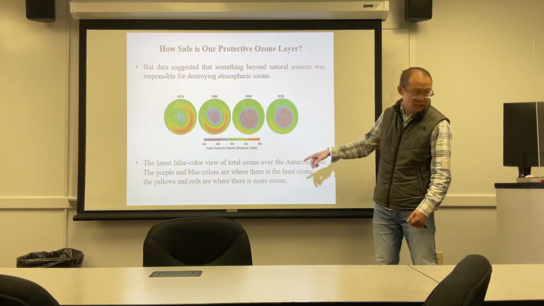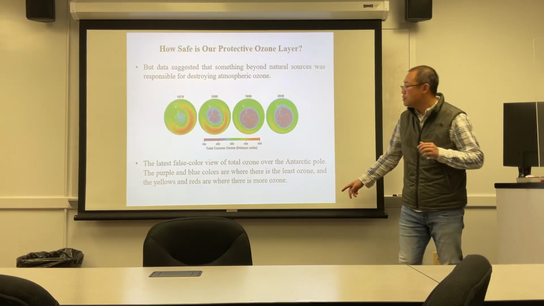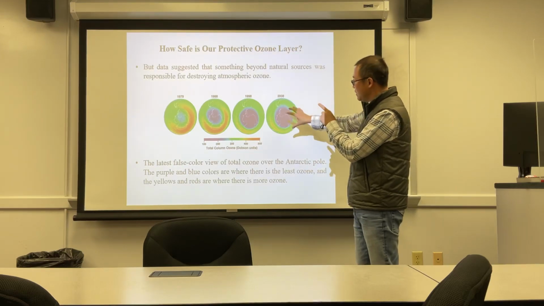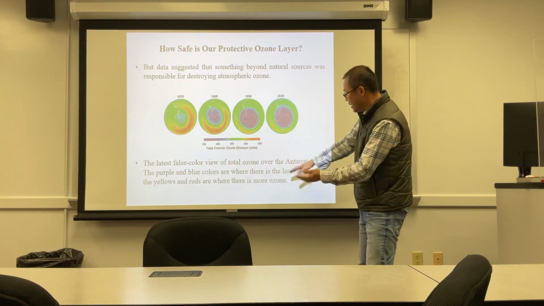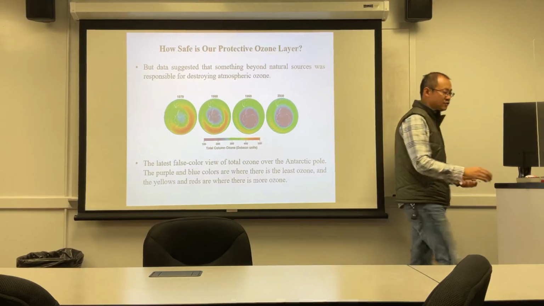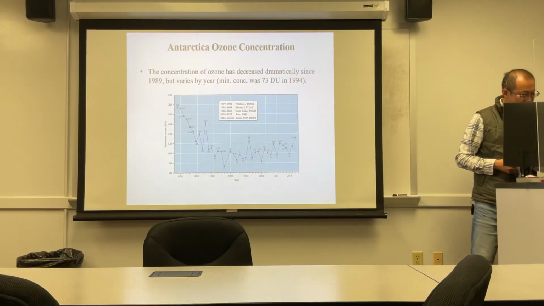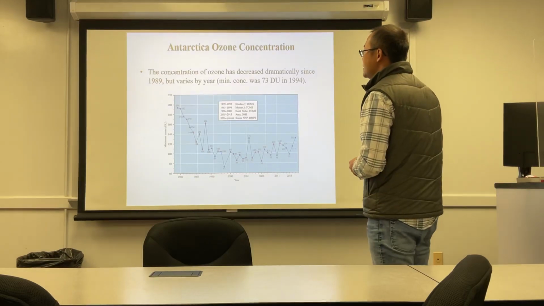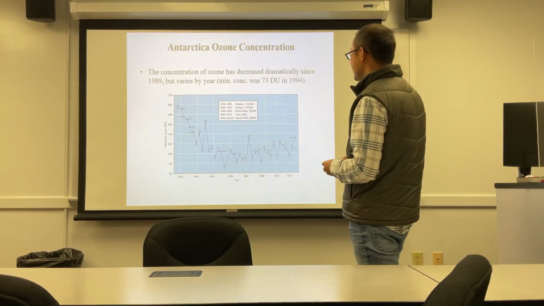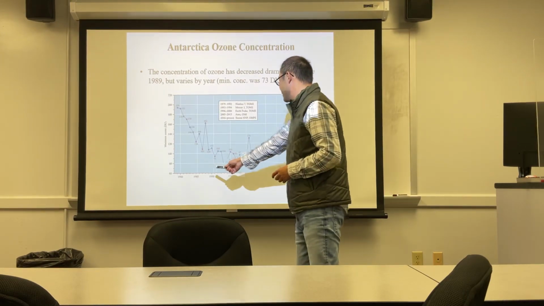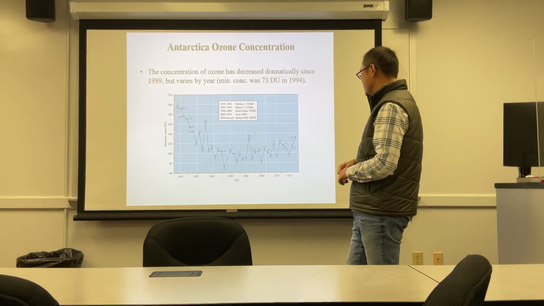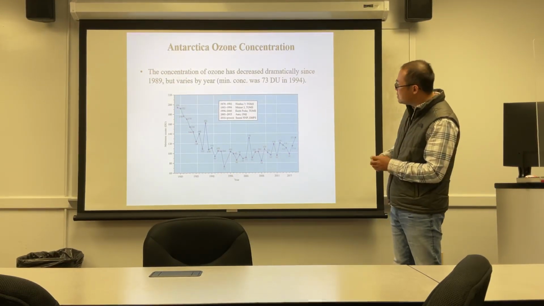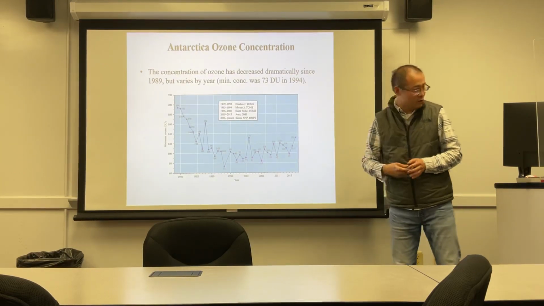And also there are some readings on the website I provided in my notes to explain why the ozone hole becomes thinner and thinner, starting here on the South Pole. There's a reason, because of the structure of the Earth. And this is another picture, showing that the concentration of ozone has decreased dramatically since 1989. You can see that it starts to decrease dramatically, and the minimum concentration was only 73 Dobson units in 1994.